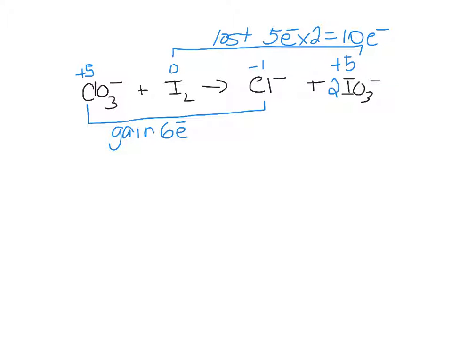Then you have to put that number in front of the 2 species that are connected. So chlorine, gain 6. What do you have to multiply that by? 5. So then you have to say times 5 equals 30 electrons. And then you're going to put a 5 in front of the chlorate and a 5 in front of the chloride.